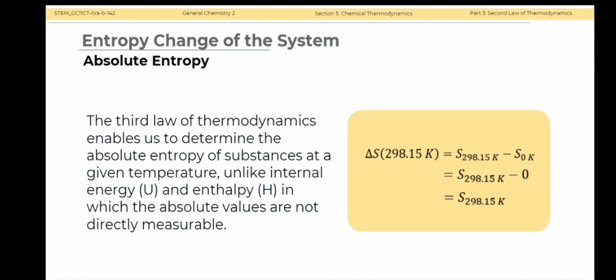The third law of thermodynamics enables us to determine the absolute entropy of substances at a given temperature, unlike internal energy, symbolized as U, and enthalpy, symbolized as H, in which the absolute values are not directly measurable. The entropy change of a substance at 25 degrees Celsius is a value that is in reference with the entropy at 0 Kelvin, which is equal to 0. Thus, the entropy change at 25 degrees Celsius is also equal to the absolute entropy at the same temperature.